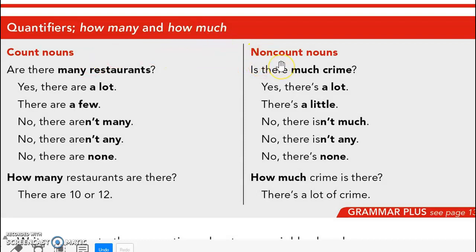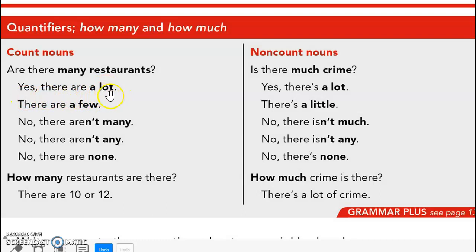We use how much to talk about non-count nouns. For example, is there much crime? How much rice do we have in the fridge? How much water is there in the fridge? Remember, we are using is there to talk about the non-count and then are there to talk about plural count nouns.